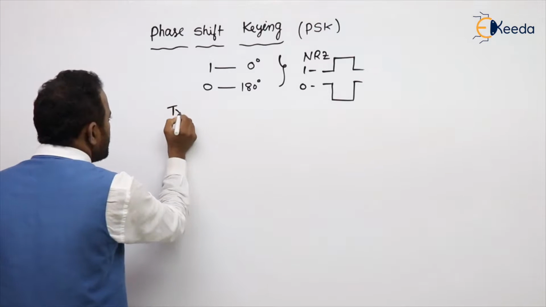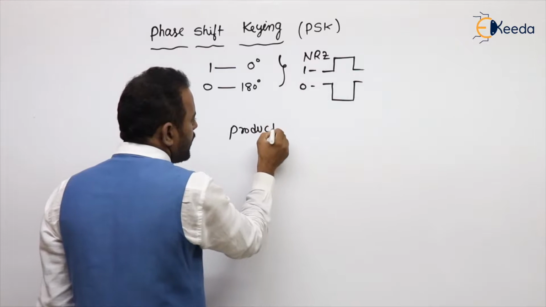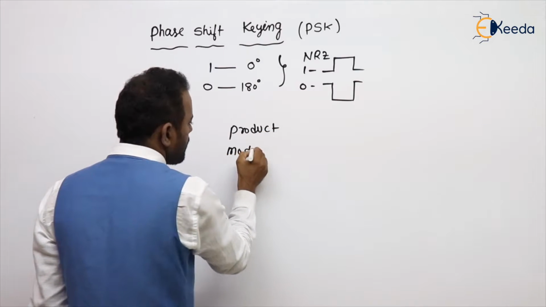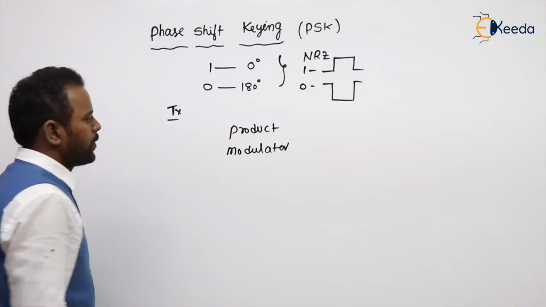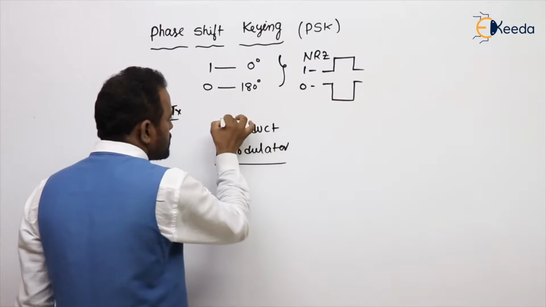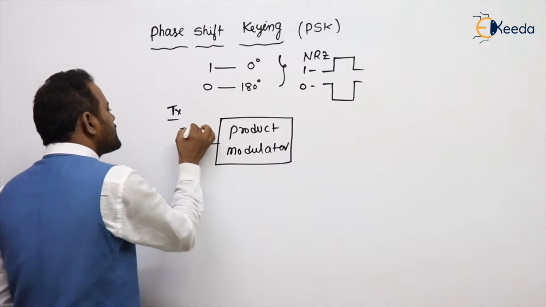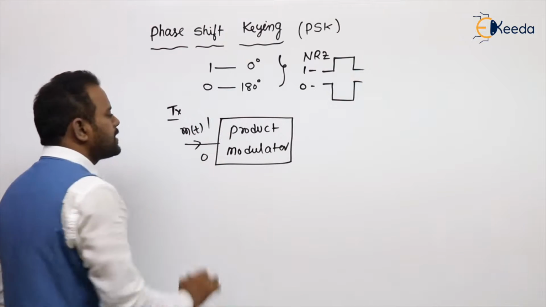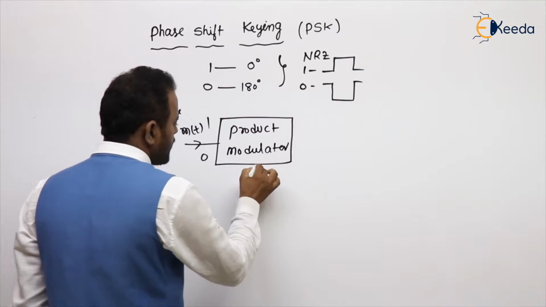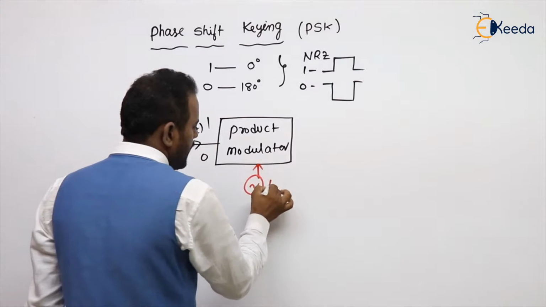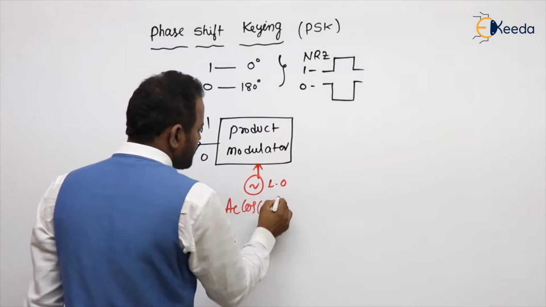For generation of PSK, what are we using, sir? Here also we are using a product modulator. What are the inputs to this product modulator? For any modulator, what are the inputs? One is message. Here the message is digital, that is 1 and 0. Another one is carrier. Carrier we are taking from the local oscillator LO, which is nothing but Ac cos 2 pi fc t.